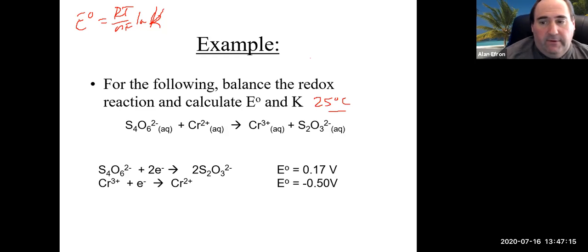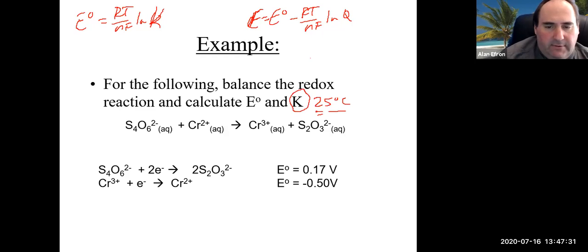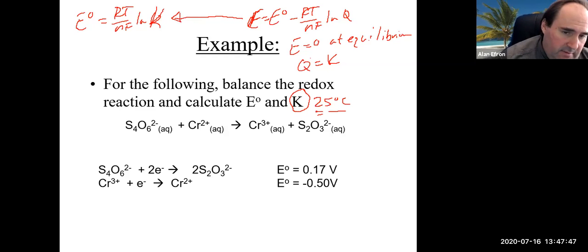You can use any of those reduced-down ones because it is 25 degrees as well. Again, a reminder that it comes from the Nernst equation that we saw earlier. Because we're dealing with equilibrium, E would equal zero at equilibrium, and Q would become K. That's basically how we go back to that equation that we saw earlier. So we're looking for K in this case. We're also looking for E, which we can solve for. Here we have F as a constant, and we could figure out RT as well.